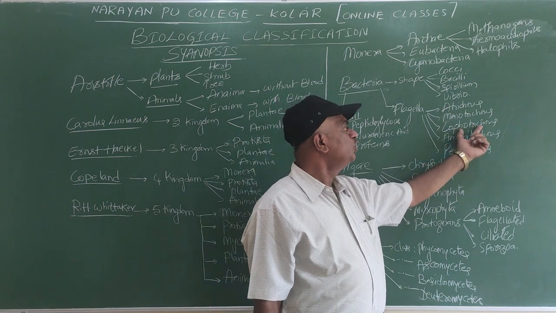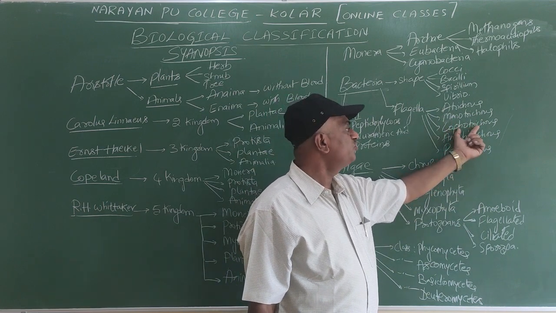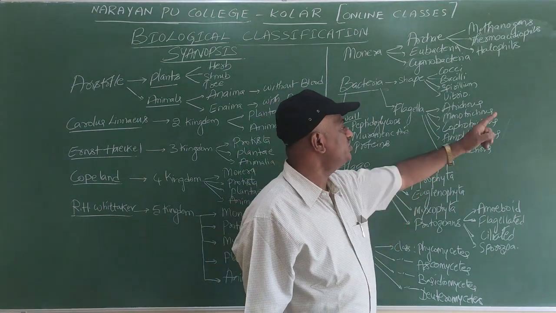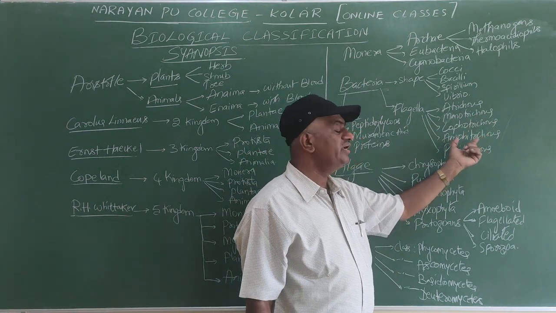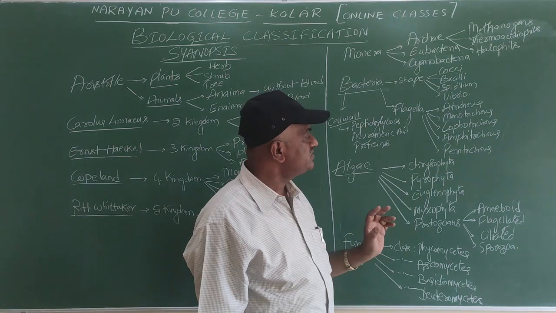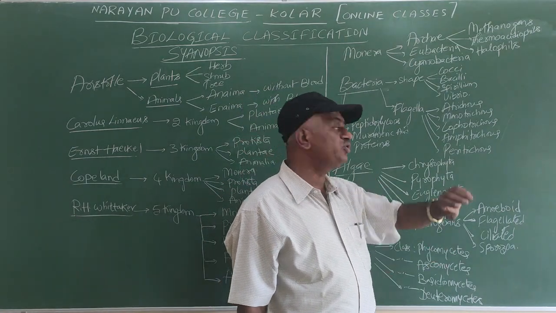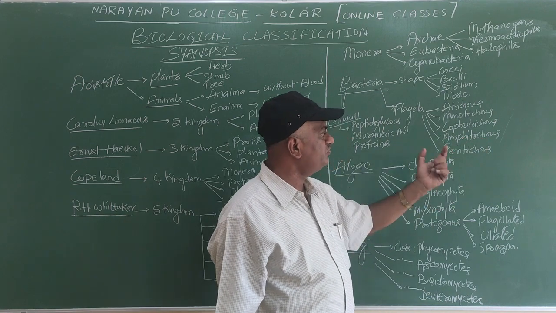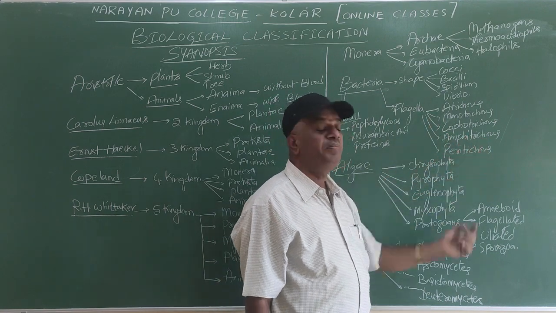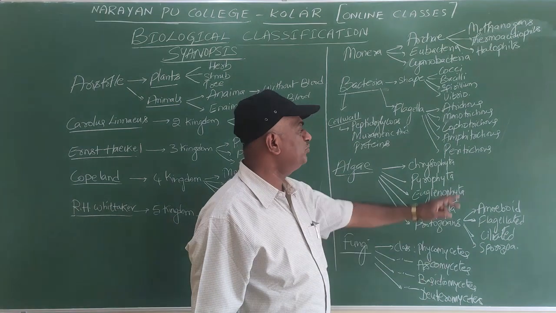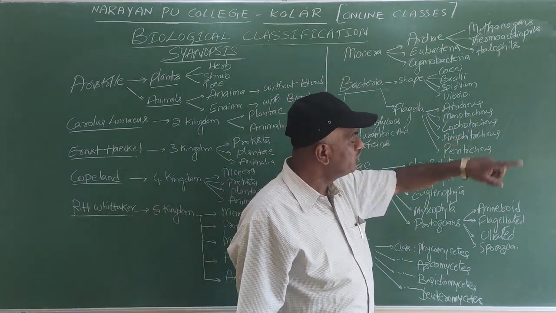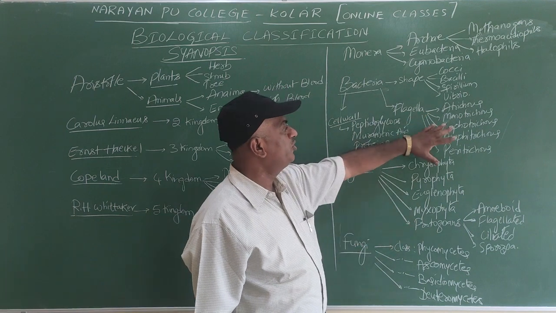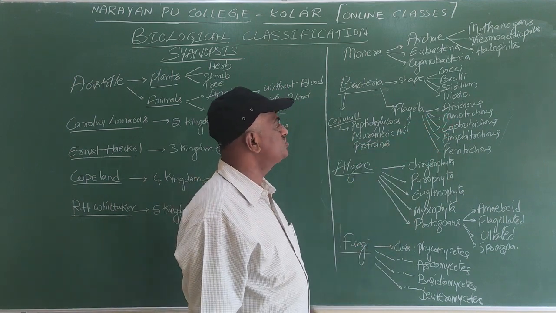Now we go for lophotrichous. Here a tuft of flagella is present towards one end. The next one is amphitrichous. Amphitrichous is nothing but a tuft of flagella present on both sides. Next, peritrichous. Peritrichous is nothing but flagella present all over the body. So this is based on locomotory organs or flagella.